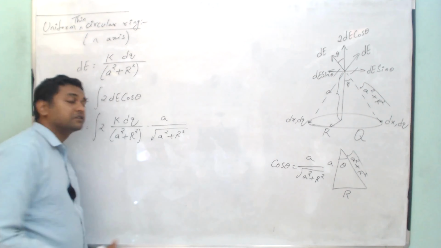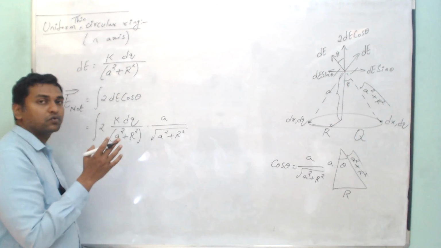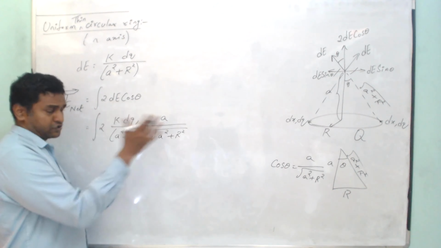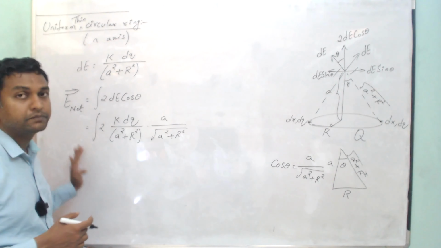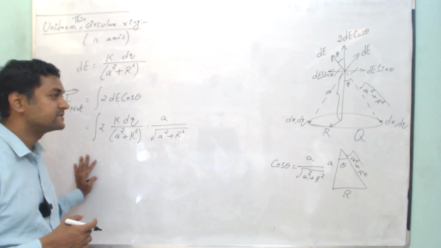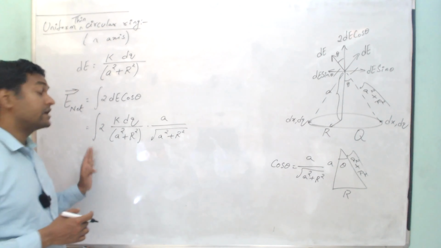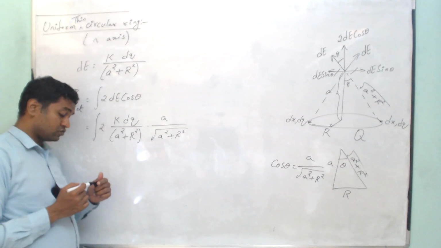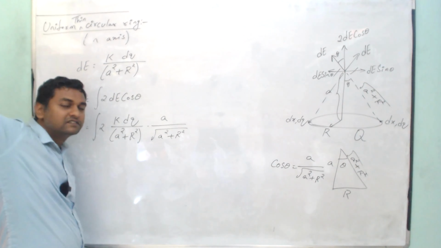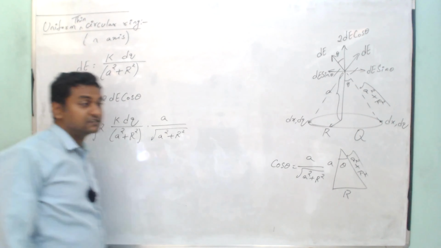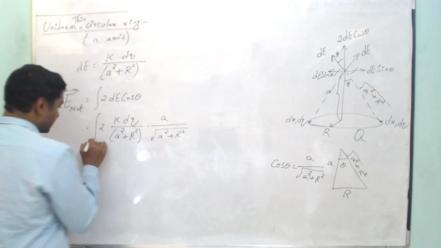Everything is a constant, 2, K, a, r, everything is a constant except dq. Total charge on the wire is capital Q and I am integrating with respect to dq. So what should my limits be? It should be half of Q. Good, 0 to Q by 2.